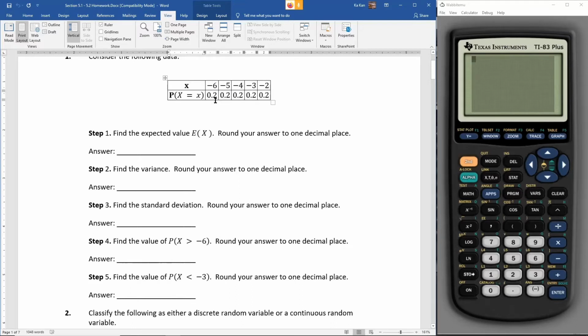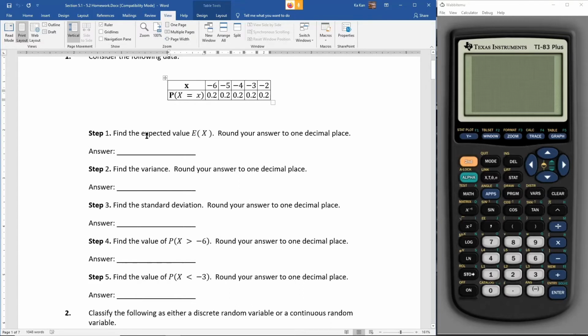What does that mean? 20% of the time, you will get a -6 as your random variable, as your answer. 20% of the time, you get -5. So this is very nice. It's what we call a uniform distribution. Everybody's the same. Very nice.